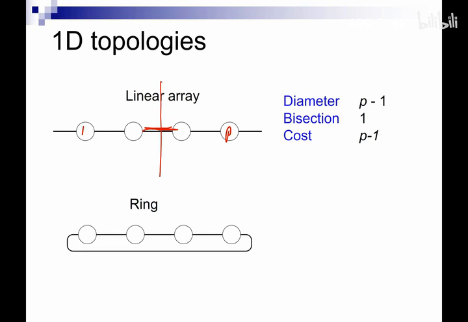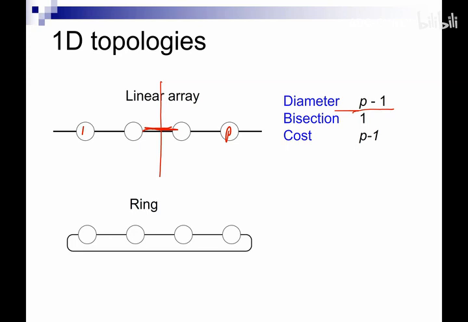So this linear array, this 1D topology, is not very good because it's got a very high diameter. If you have a large number of processors, you have a very large latency. It's got a very low bisection width because you can't do much communication between the two halves of the network. But it's got a cheap cost, so that's the one advantage that it has.